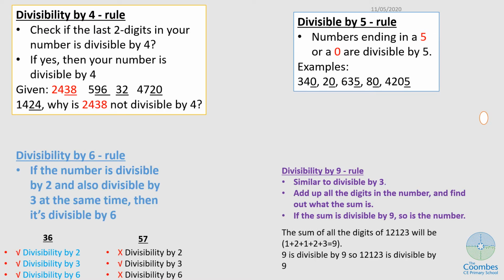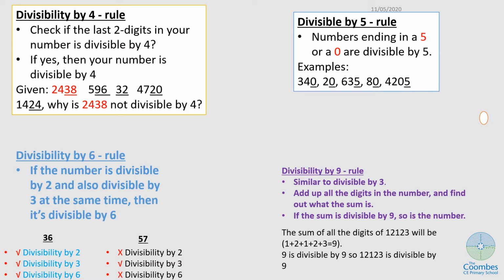Let's look at the divisibility by 4 rule. Now, you have to check if the last 2 digits in your number is divisible by 4. If it's yes, then your number is divisible by 4. Now look at these examples: 2,438 and all these numbers.